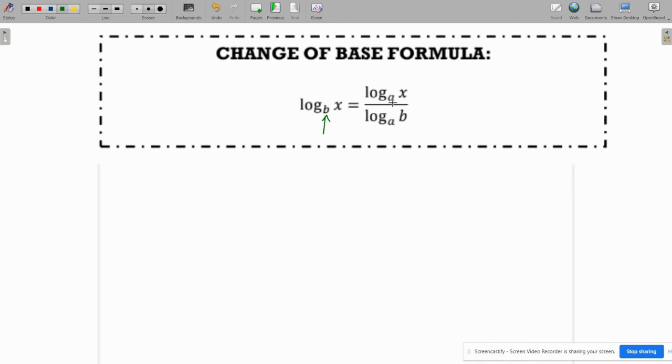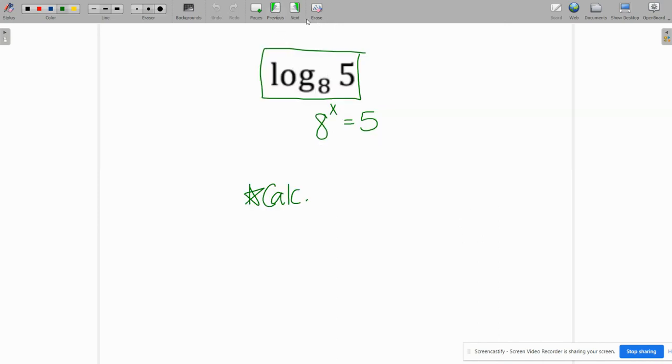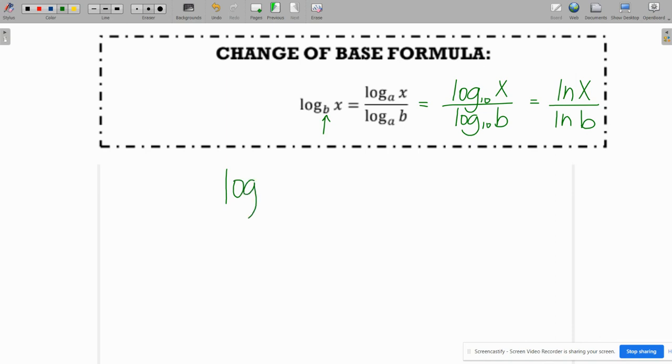So you'd want to choose either 10 or e. If you chose log base 10, you're going to be choosing the common log of x over the common log of b. Or if you chose to do the natural log, you would say the natural log of x over the natural log of b.